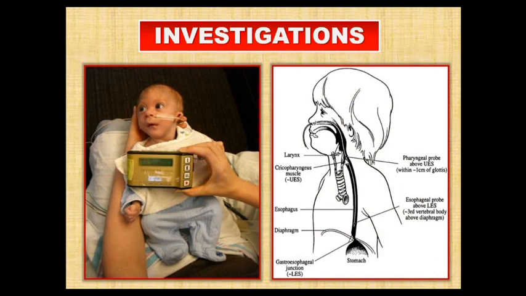This tube has 2 probes for assessing the acidity, one at the level of the upper esophageal sphincter and the other at the level which is above the lower esophageal sphincter. This process is non-invasive, or the least invasive one, to diagnose the gastroesophageal reflux disease, and it can be done at any age group, as you see in this picture.